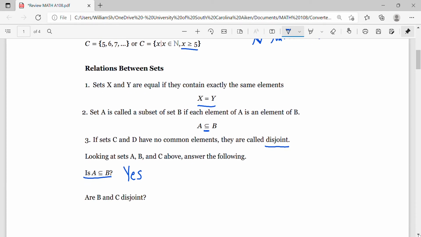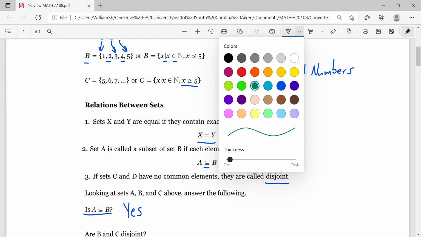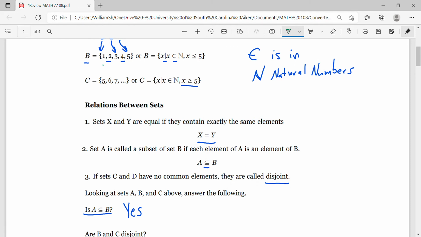Now the next question we're going to ask: are B and C disjoint? Disjoint means they have nothing in common. Now if we go up here and we look at B and C, I'm going to change my color here because we've been using blue a lot. So I'll look at all the elements in B. I've got 1, 2, 3, 4, and 5. Now 1's not in C, 2's not in C, 3's not in C, 4's not in C, but we do have a 5 in C. So we've got something in common. If we've got something in common, they cannot be disjoint.